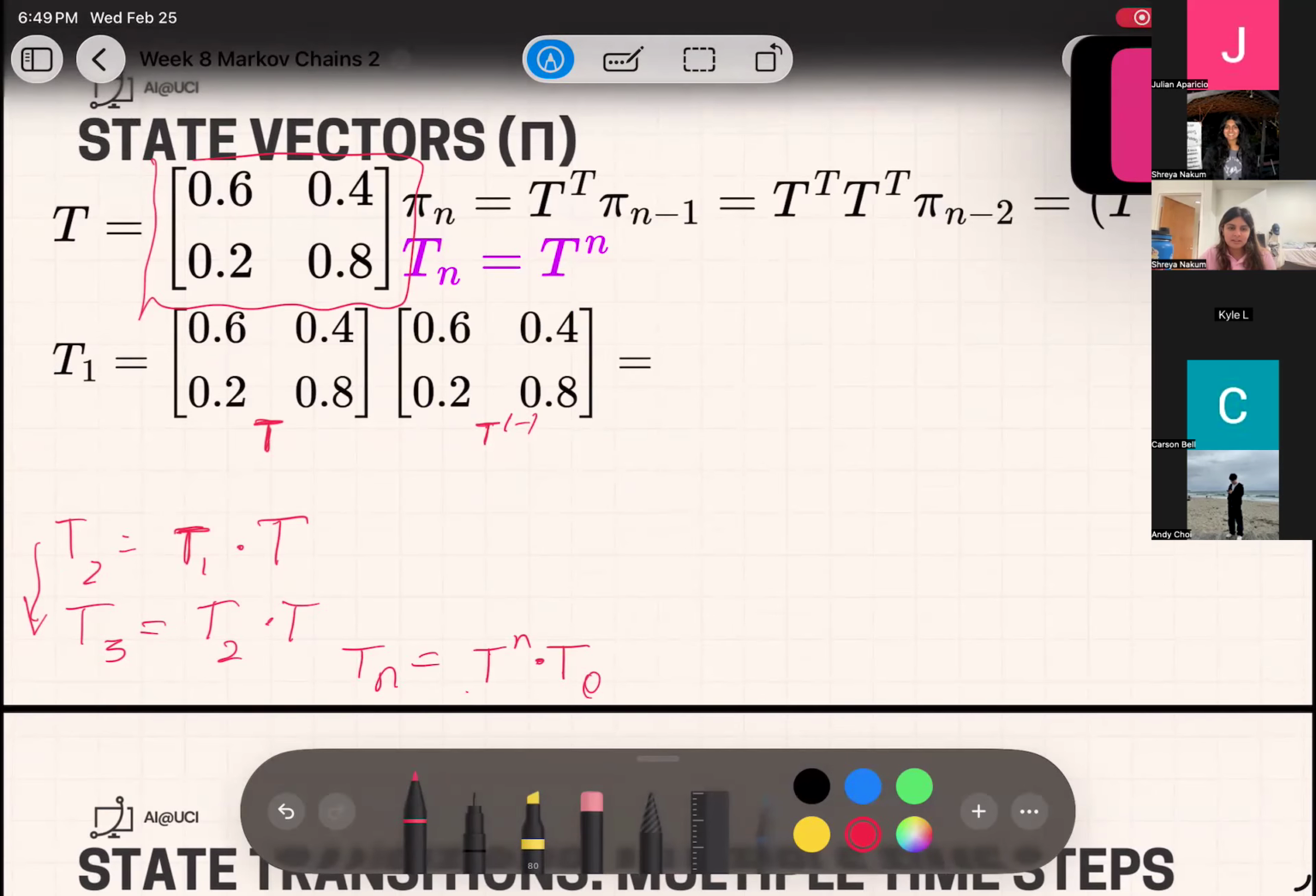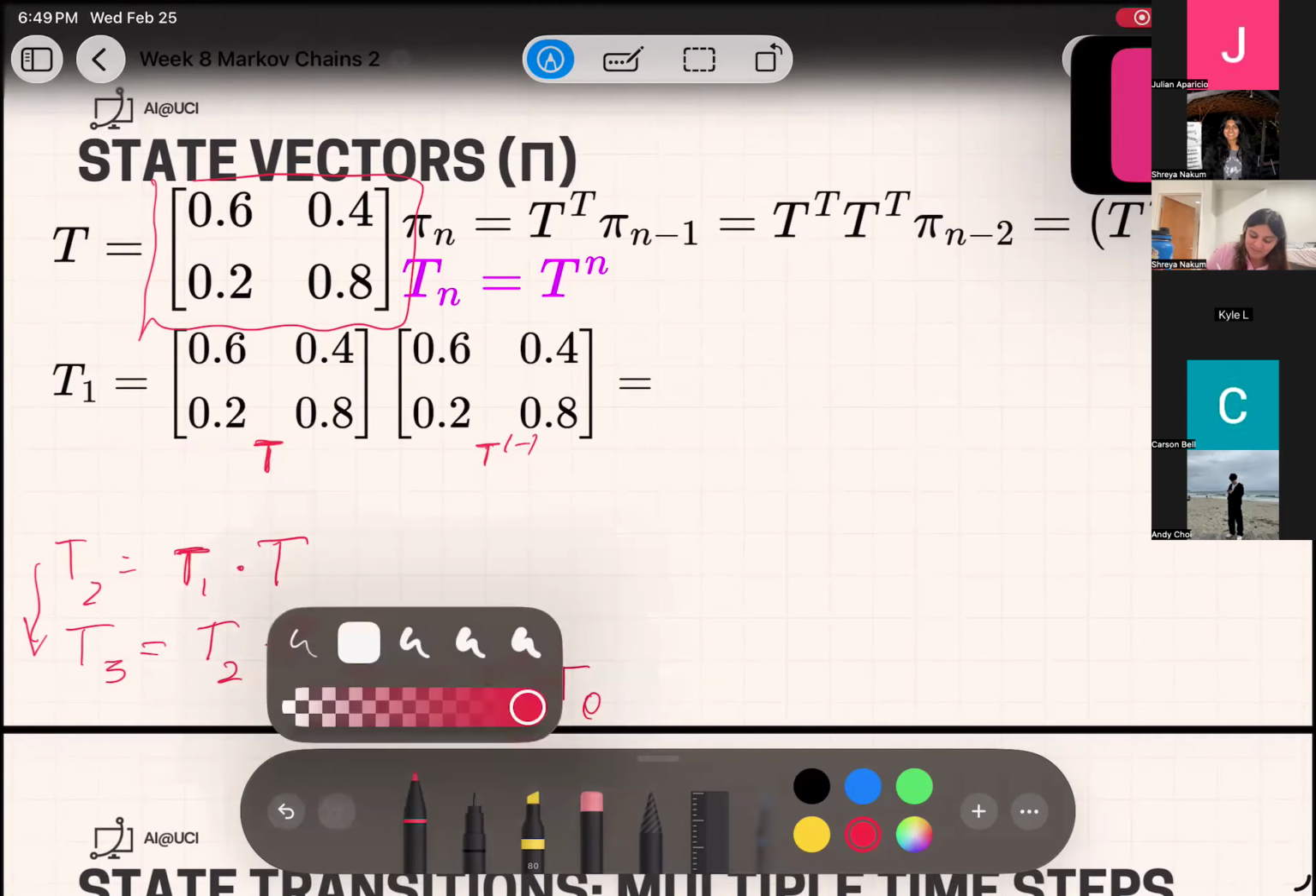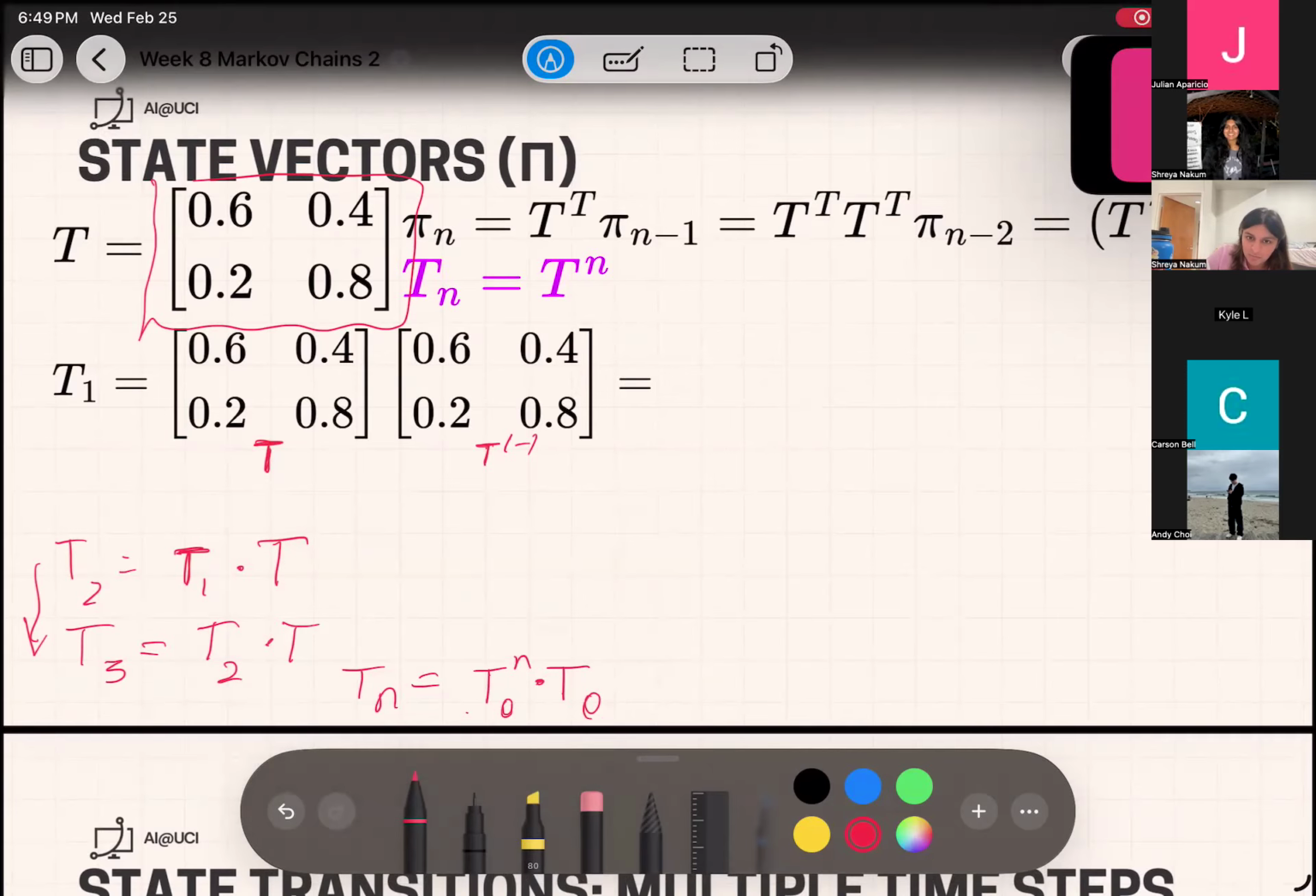Does that make sense? Does that make sense to everyone, how this formula works? Yes. Okay. Who remembers how to do matrix multiplication? Partially. A little bit? That's okay. We're gonna do this together.